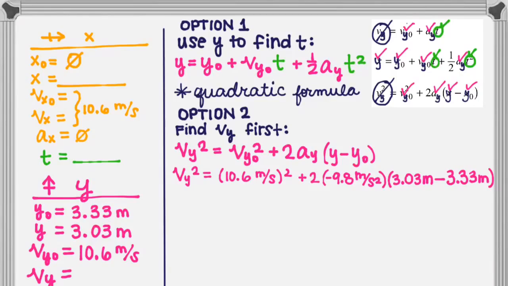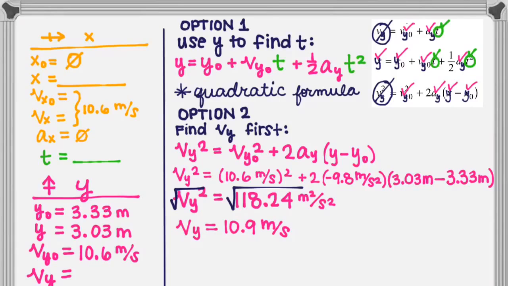Okay, so now I'm just going to go ahead and punch all this stuff in the calculator straight out. 10.6 squared plus 2 times negative 9.8 times 3.03 minus 3.33, and you get 118.24 meters squared per second squared, which of course is Vy squared, so I still need to take the square root of both sides. Once I do, I'll have Vy, which is 10.9 meters per second.